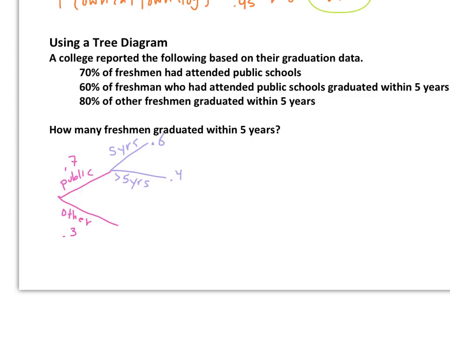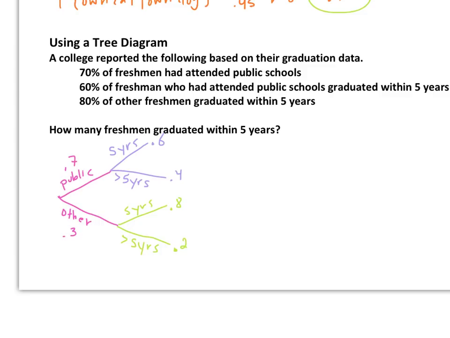Then we are told that 80% of the other freshmen graduate within 5 years. So other freshmen, that was our other part down here, so this is our other branch. Make 2 branches off of this, and again we have 5 years, or we have greater than 5 years. 80% of the other freshmen graduate within 5 years, so there's our 0.8, and more than 5 years then 0.2. All right, so that gives us all of our information there.